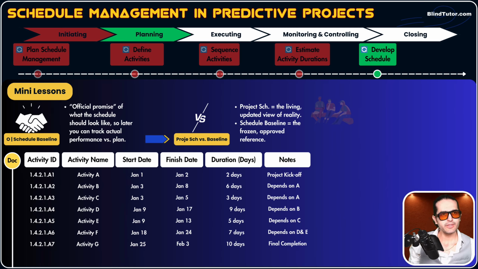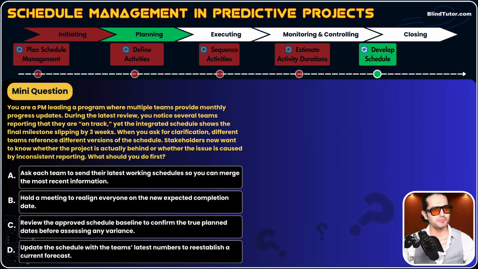Awesome. Now, to clear things up, let's have a mini question. Let's get it done. Mini question, my favorite part. You are a project manager leading a program where multiple teams provide monthly progress updates. During the latest review, you notice several teams reporting that they are on track, yet the integrated schedule shows the final milestone slipping by 3 weeks.